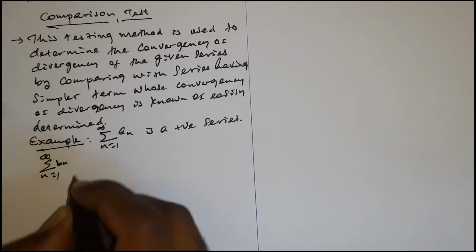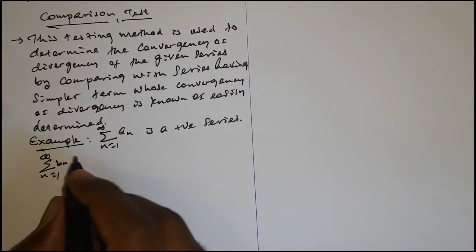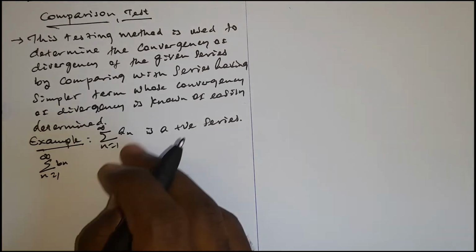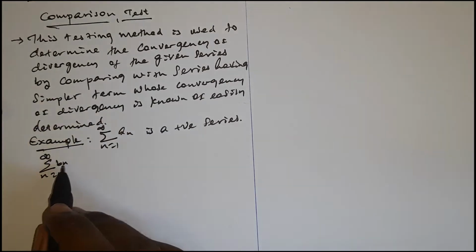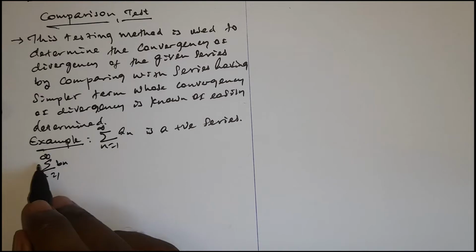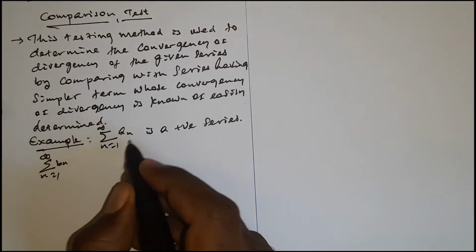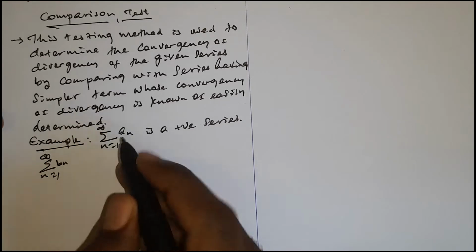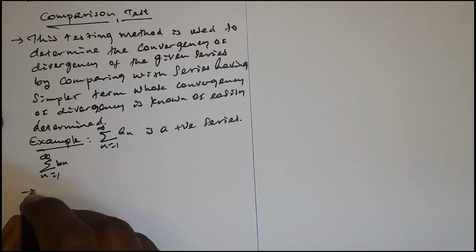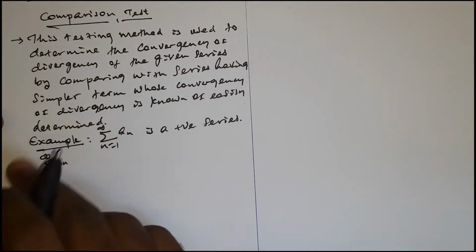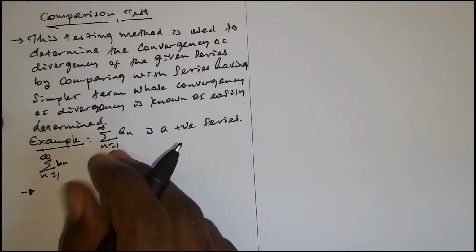For example, let's say it is Bn. We are going to determine the convergence of An by comparing it with Bn. But Bn is proved or calculated from An. Here we are going to see how to determine Bn from An.